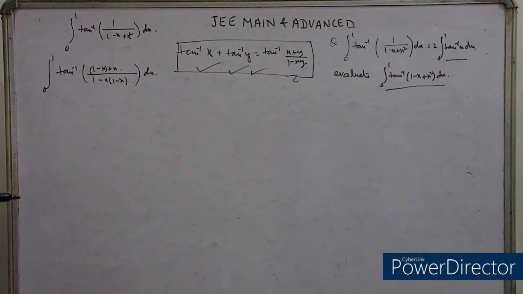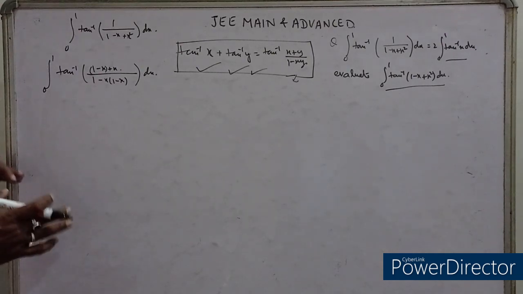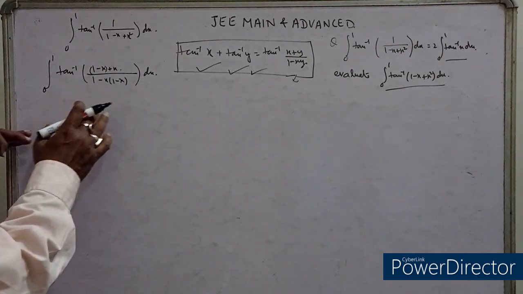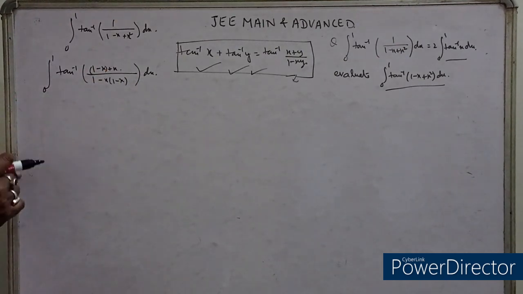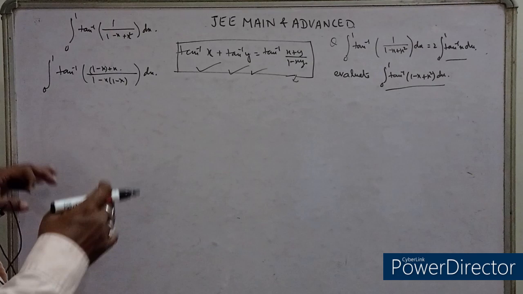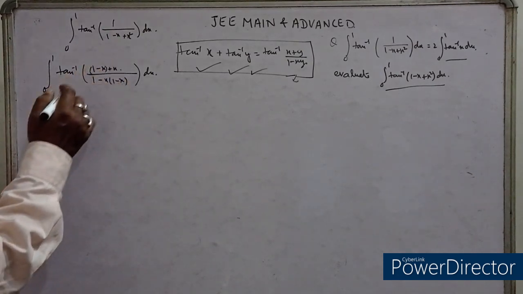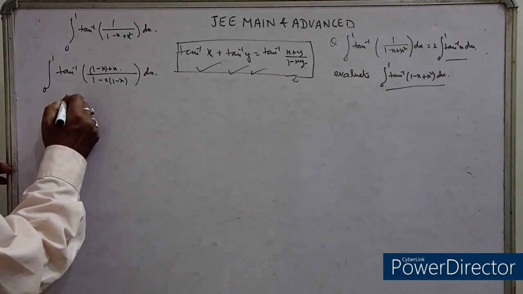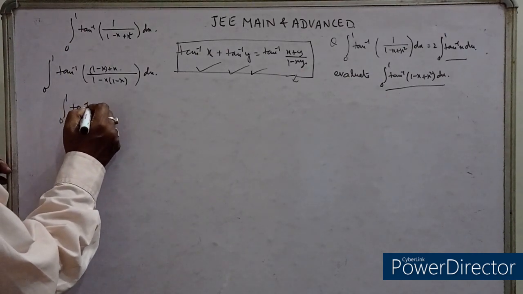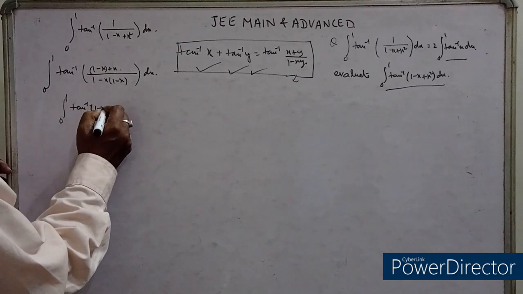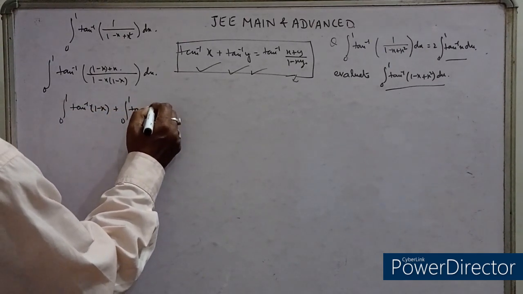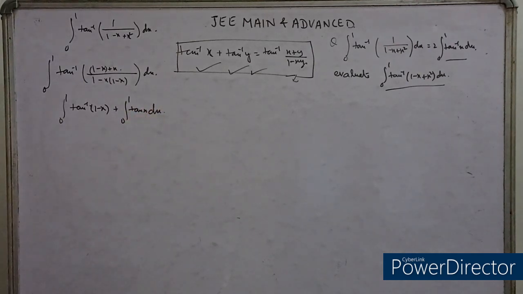What I do when solving integration is I always bring the denominator to the numerator. If you bring the denominator to the numerator, it becomes very easy to solve. This is the technique I usually apply while solving integration. So here your denominator is going to convert into numerator. So this will be equal to the integral from 0 to 1 of tan inverse 1 minus x plus the integral from 0 to 1 of tan inverse x dx. So this is a definite integration.